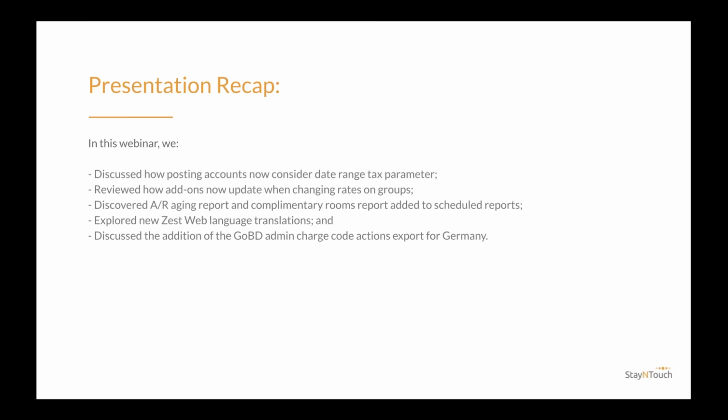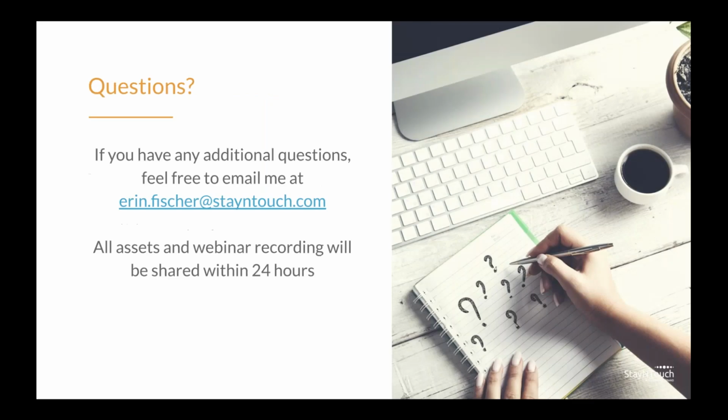So today we discussed how posting accounts now consider date range tax parameters, reviewed how add-ons now update when changing rates on groups, discovered the AR aging report and complementary rooms report added to the scheduled reports, explored new Zest web language translations, and discussed the addition of the GOBD admin charge code actions report export for Germany. With that, I'd like to conclude our presentation.